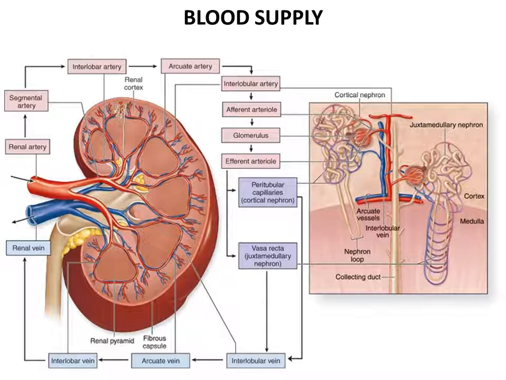Both the peritubular capillary plexus and the juxtamedullary capillary plexus drain into the interlobular veins, which further drain through the arcuate and interlobar veins into the renal vein, which drains into the inferior vena cava. This helps us understand the circulation of blood through the kidneys.